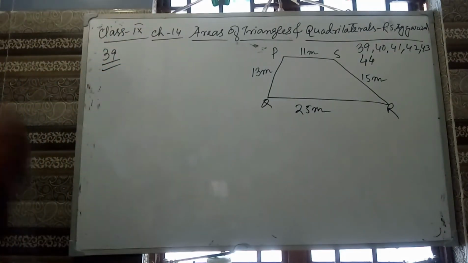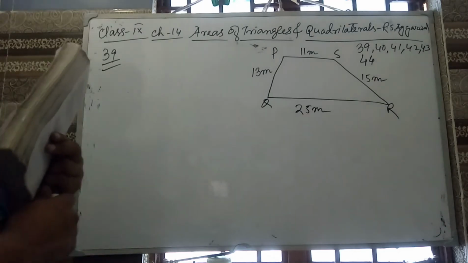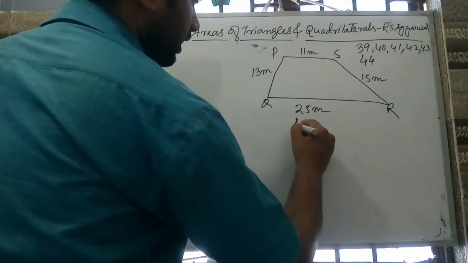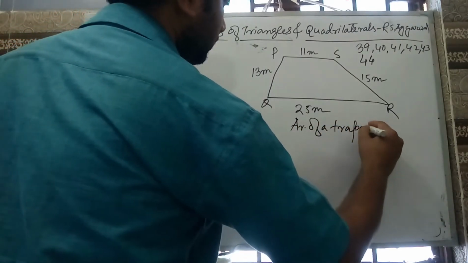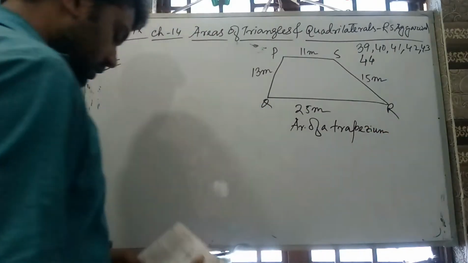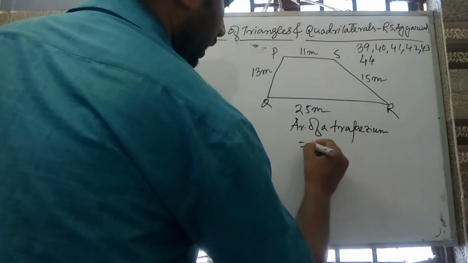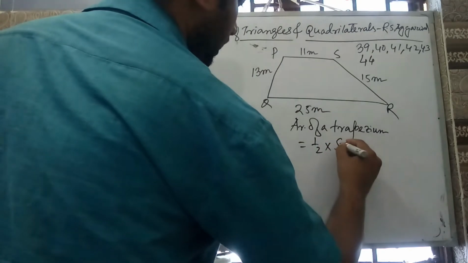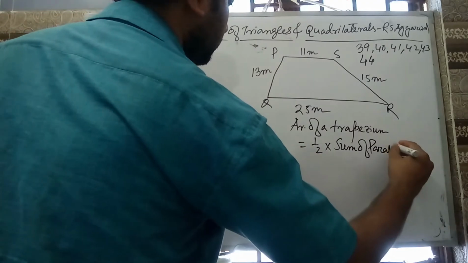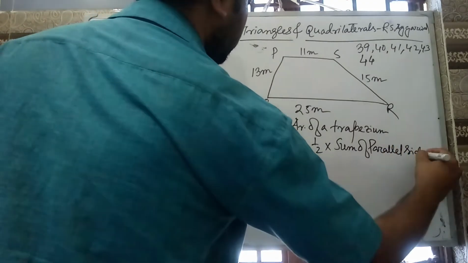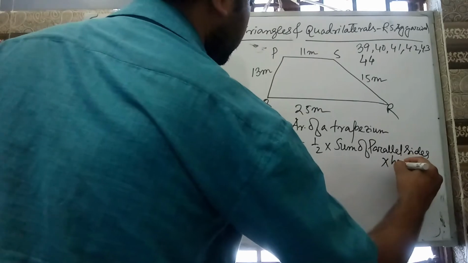We all know that the formula to find out the area of a trapezium is half into the sum of parallel sides into height. Area of a trapezium is half into sum of parallel sides into height.